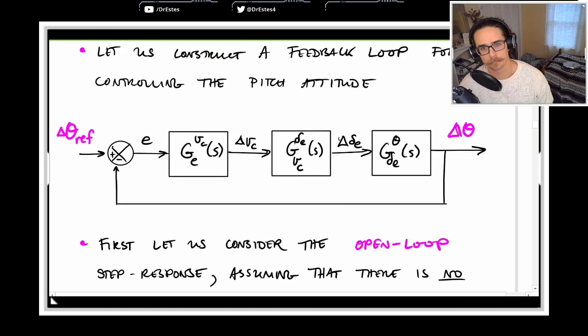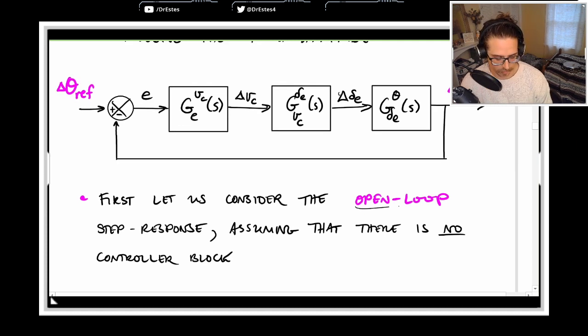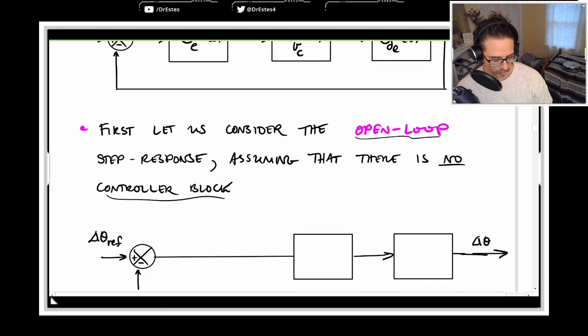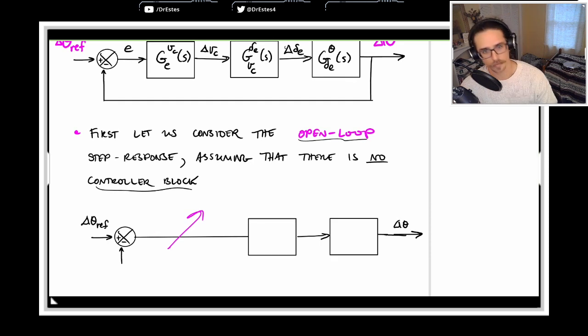So, generic feedback loop here. First, let's consider what's called the open loop step response, assuming that we're not using any controller. So I'm going to show you what I mean here. This is like a simplification of the above diagram. And what I've done is I've eliminated the controller block. And this is called open loop, which means that the feedback loop, you don't see it down here anymore. It's been severed. So at this block over here, where the reference is coming in and being compared, we're just going to have zero coming in here. There's no feedback.